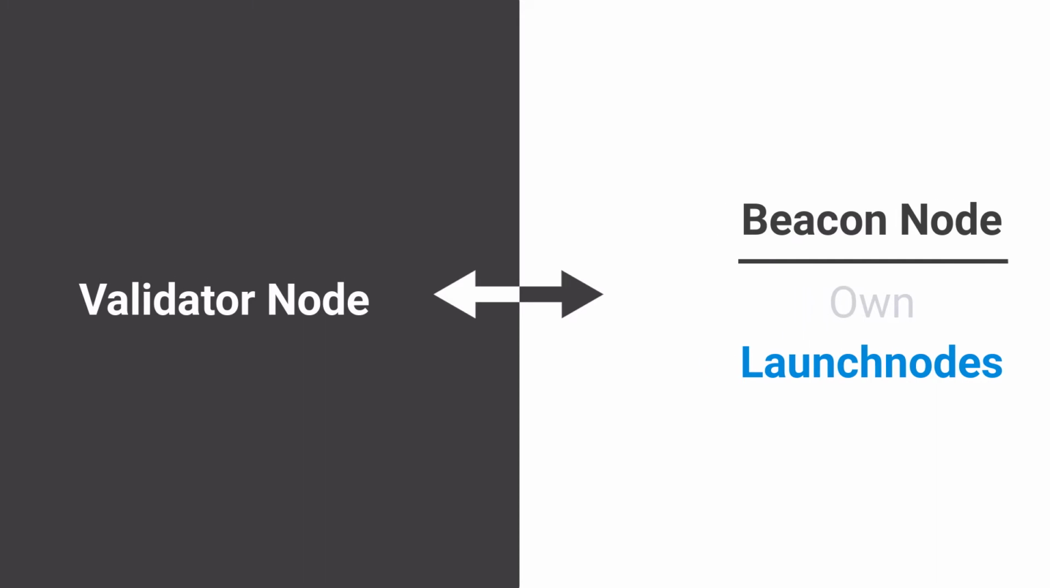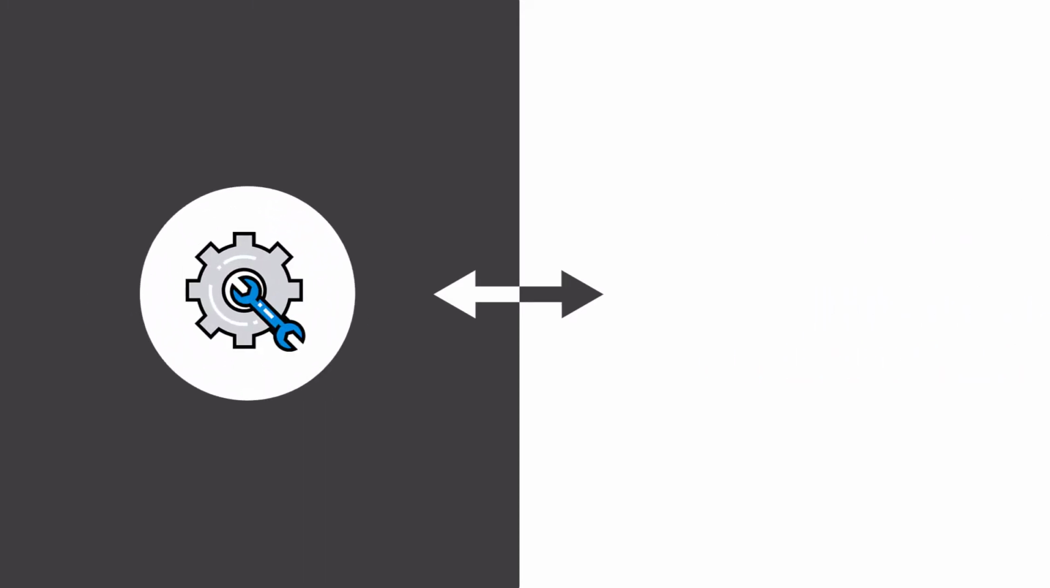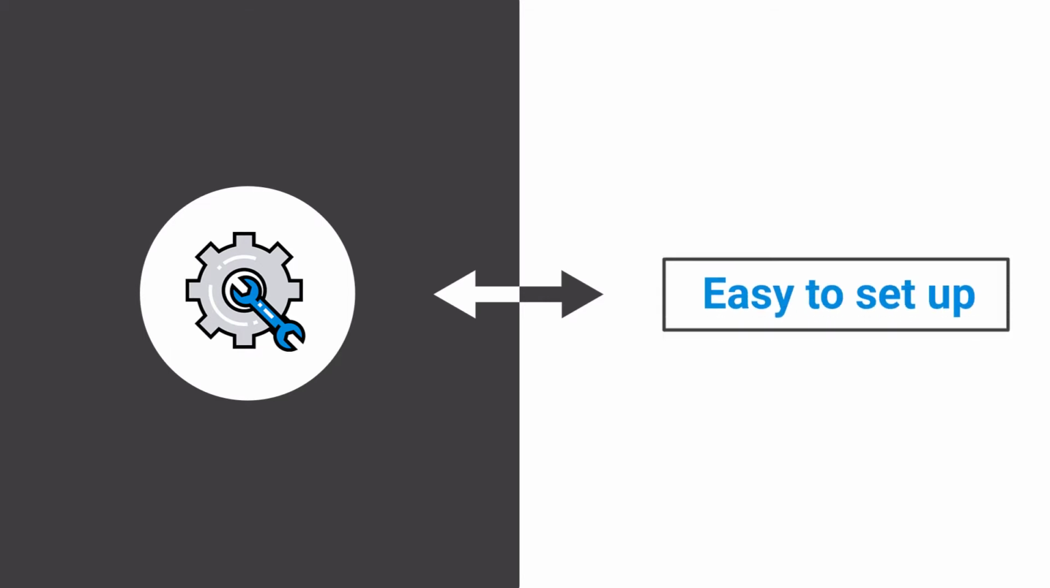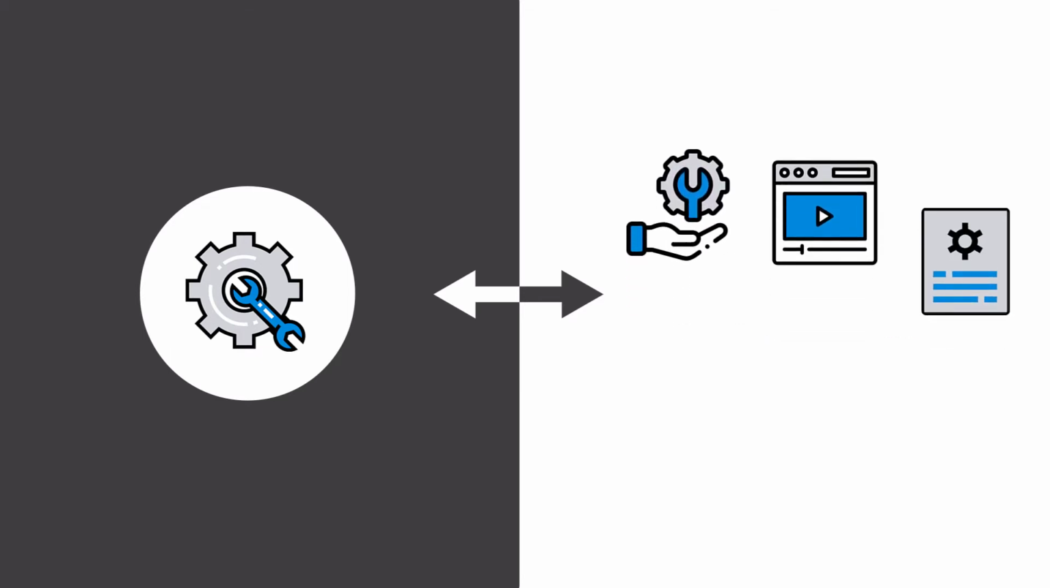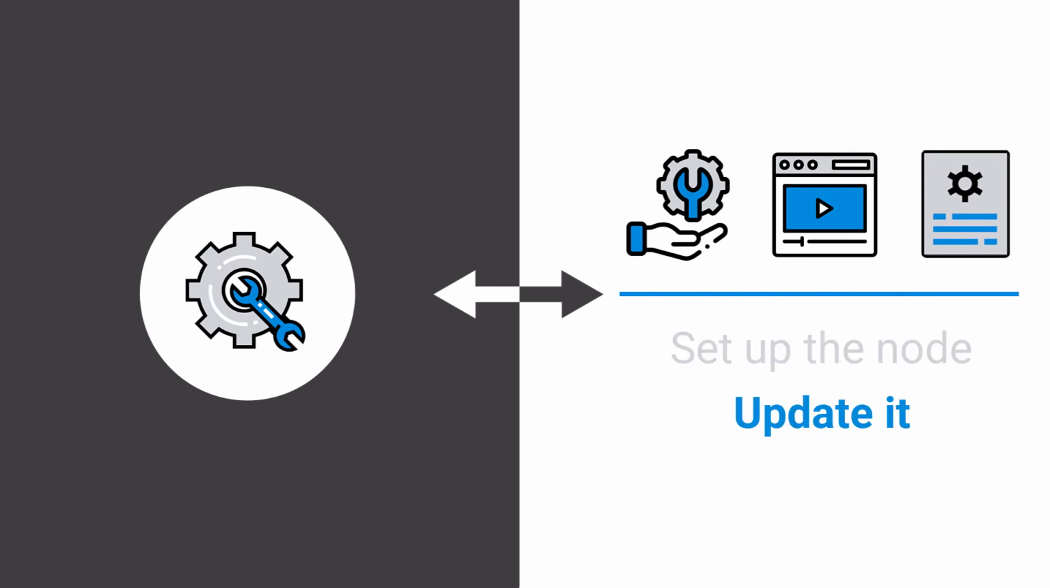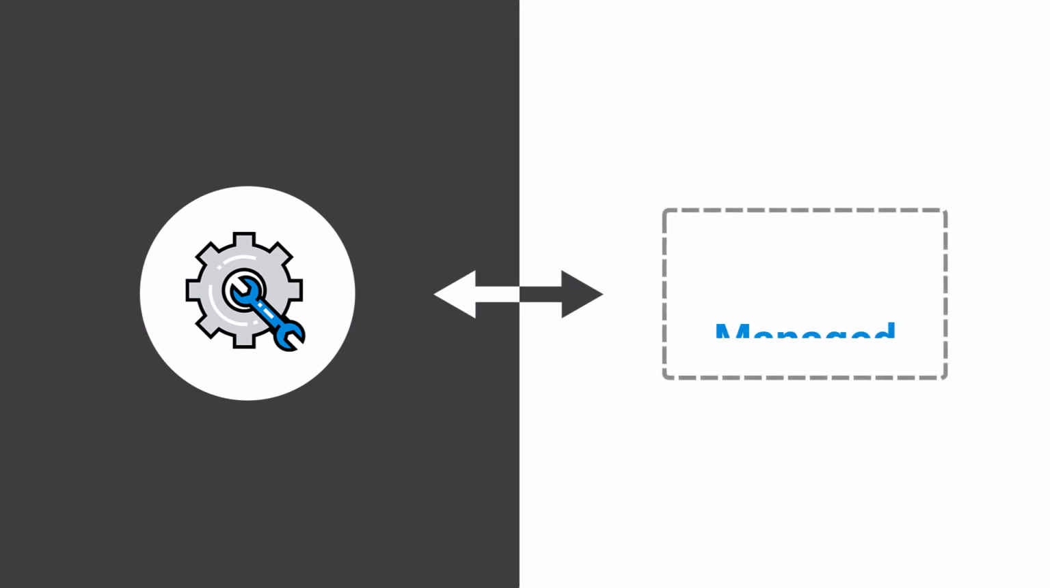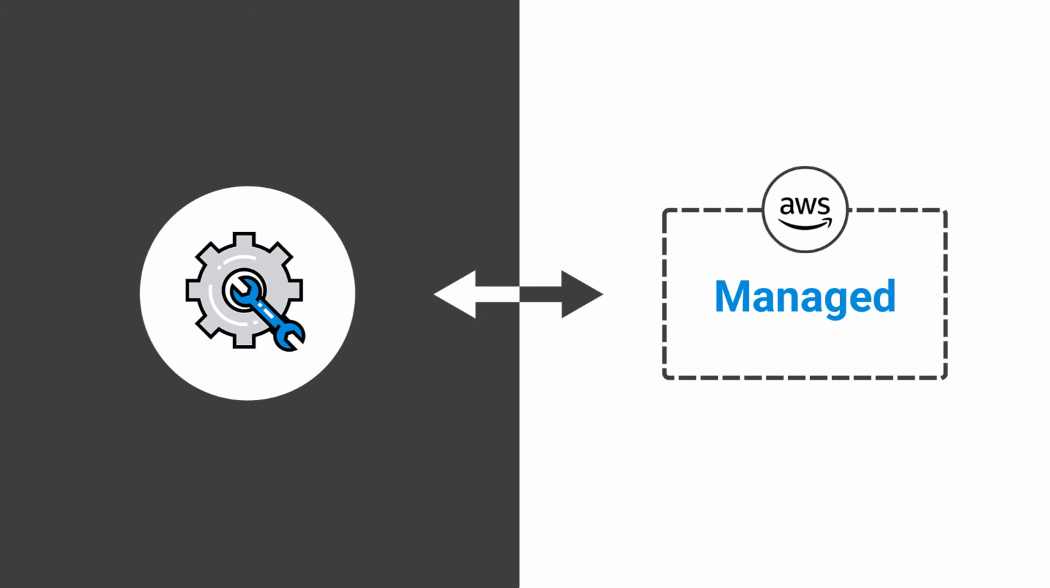As technical as it may sound, your validator node is easy to set up. You get support, videos, and instructions to set up the node and update it, but only you have access to it and it is entirely managed in your own AWS account.